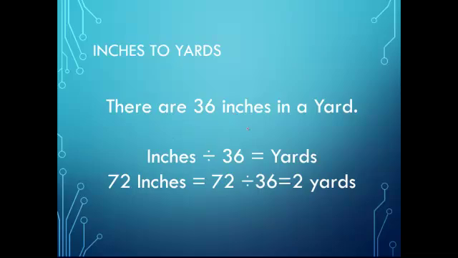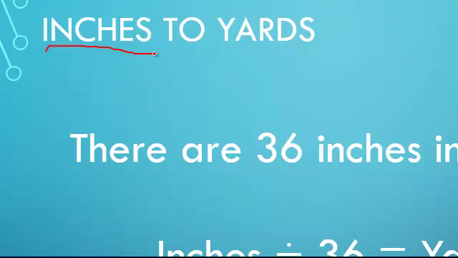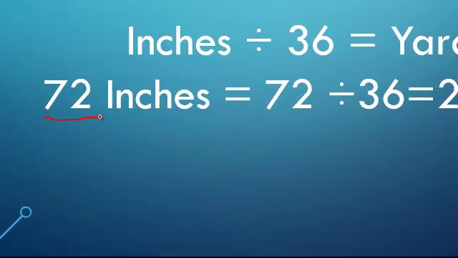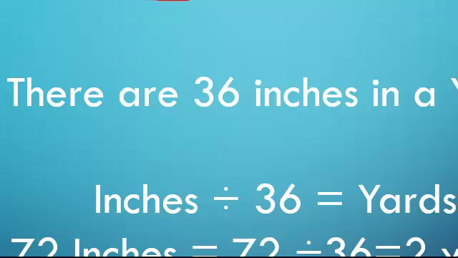Okay? The reverse operation means if I want to transfer from inches to yard, I'll divide by 36. So if I have 72 inches and I want to find the yards, I'll divide the 72 by 36, and that will give us 2 yards.